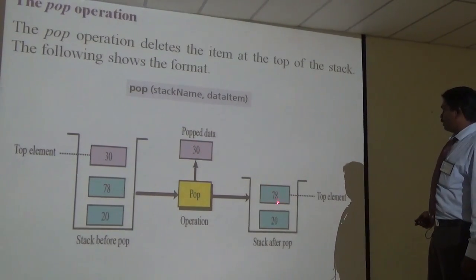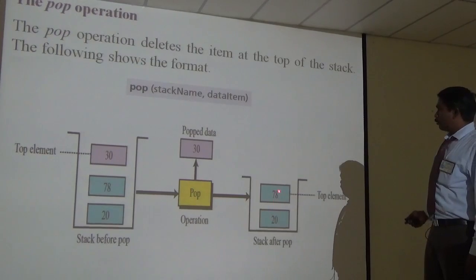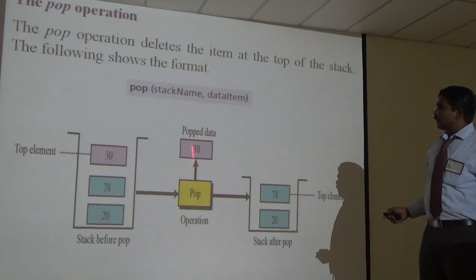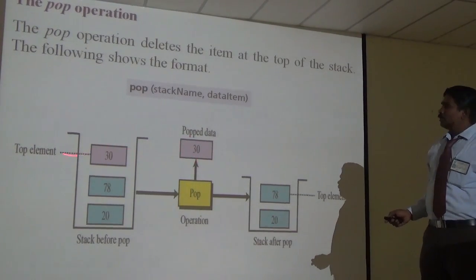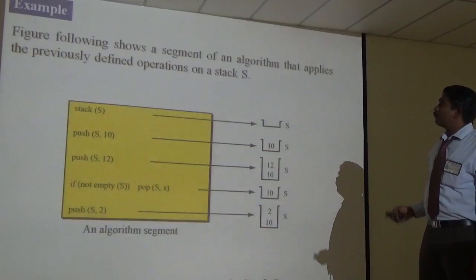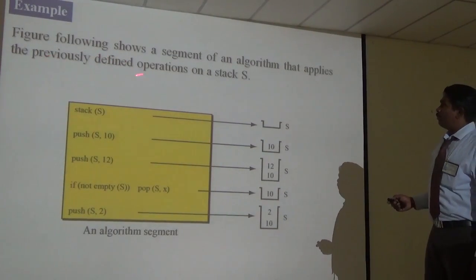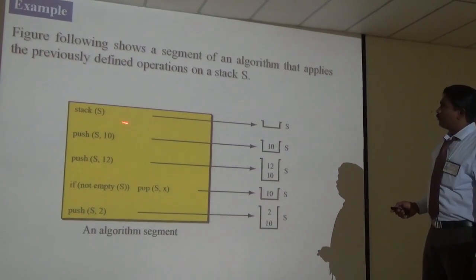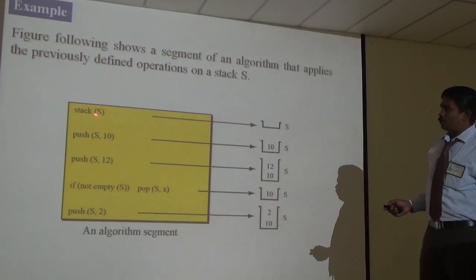After removing the 30, the elements on the stack are only 20 and 78. So the operation you have performed here is to decrement the stack pointer: top equals top minus 1. This is an example showing a segment of the algorithm, where we are discussing the push and pop operations.